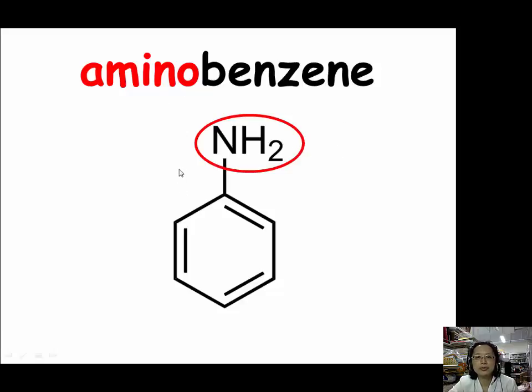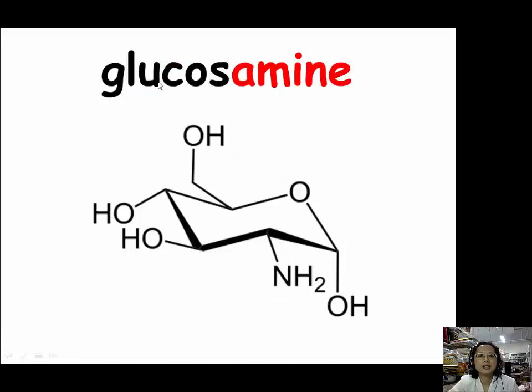The NH2 group, the amino group, is here. And for the suffix amine, our example is glucosamine, and the NH2 group is here. Glucosamine is an amino derivative of glucose that is a component of polysaccharides such as chitin.